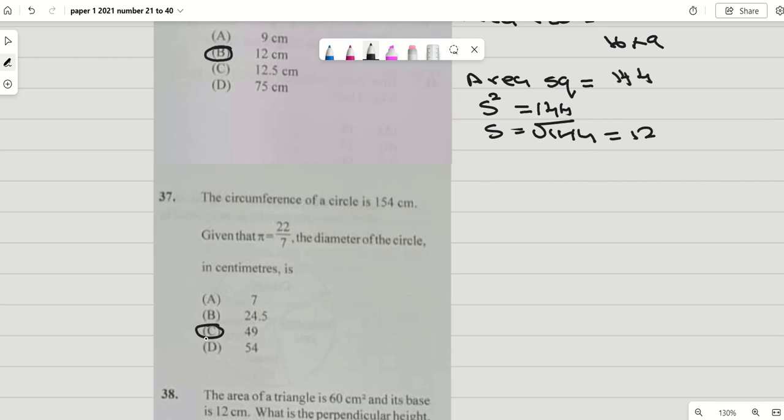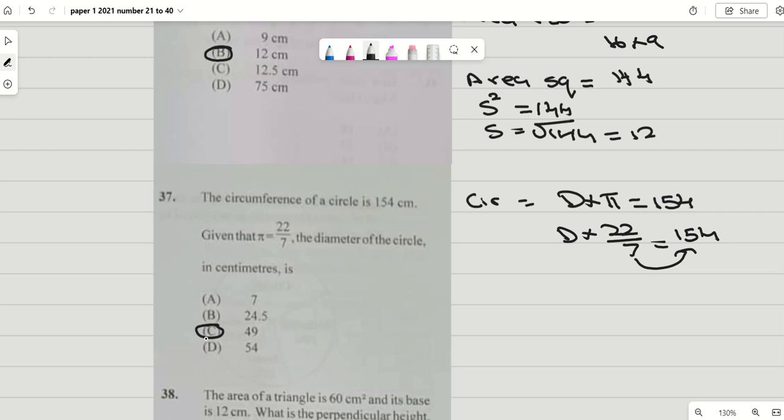The circumference of a circle is 154. Given that pi is 22 over 7, the diameter of the circle in centimeters is? First off, we know circumference is equal to diameter multiplied by pi, which in this case is 154. So diameter multiplied by 22 over 7 is equal to 154. We are trying to make diameter the subject, so you carry across the multiplication by 22 over 7. So your diameter is equal to 154 divided by 22 over 7, which is 154 multiplied by 7 over 22.